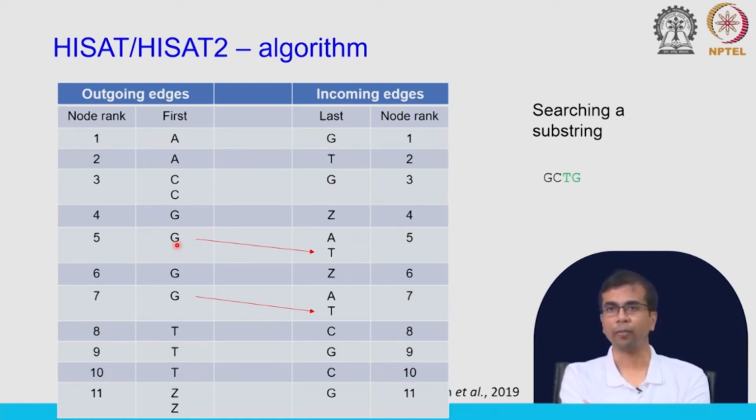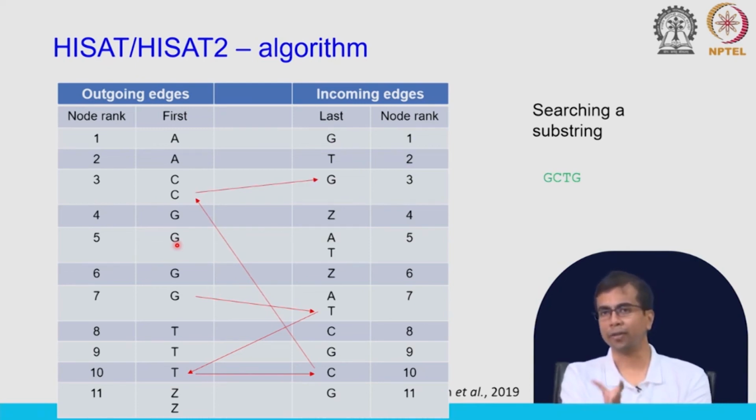So, we need to follow up on those two paths, and these T's, because of last-first mapping, correspond to these two T's here in the first column, and only for one of them do we find C. We are looking for C. So, we can find C, and this C corresponds to that one there. This is the second C, and then we have this G. So, we have found the substring GCTG.